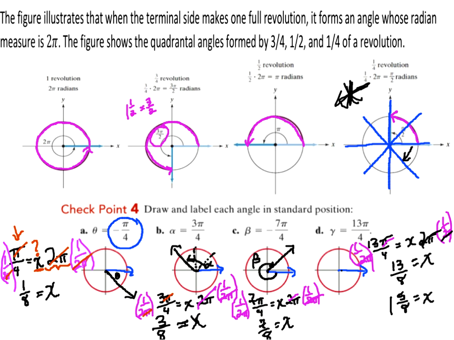So this is what this looks like. I make an entire revolution. That's the 1, and then I go 5 more eighths. So 1, 2, 3, 4, 5. Here's my angle. And the swirly lets you know that that's a positive angle there. So this is angle gamma.